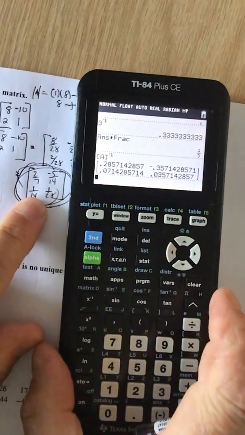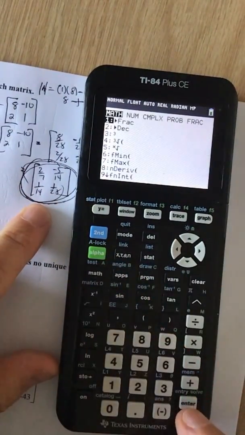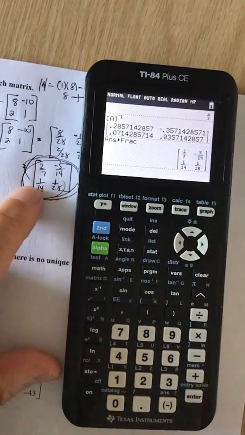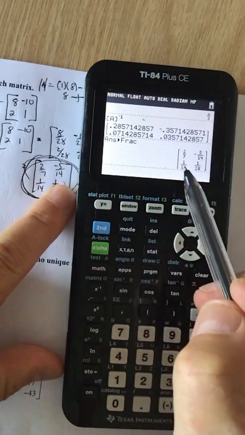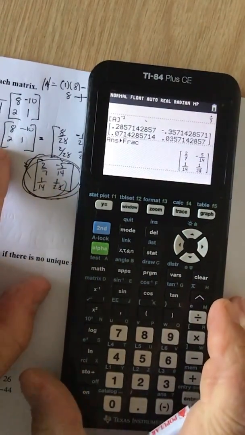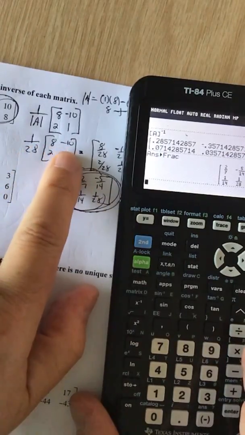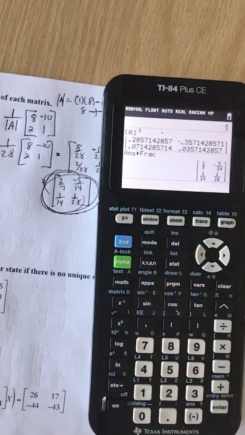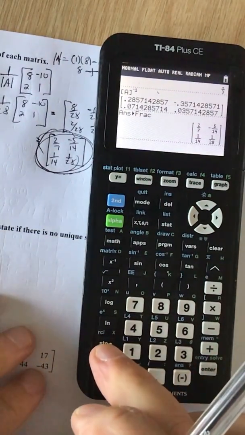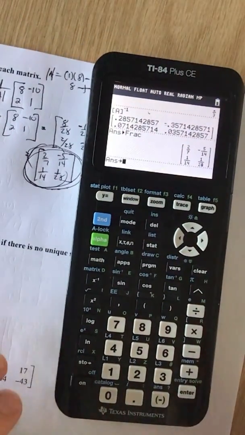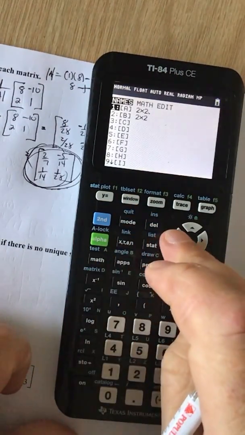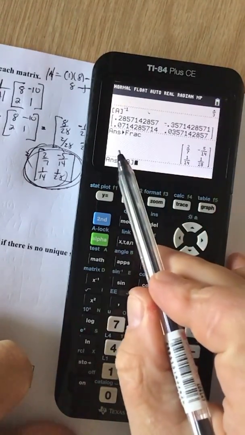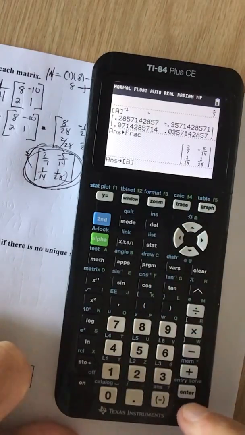Okay, that does not look like what we got when we did it by hand. Math fraction. Well, sure enough, it is what we got when we did it by hand. If you just clean up those decimals and turn it into something a little bit more clean. See, the calculator already took the 1 over 28, it already switched them around in the right order, and it gives us the inverse. Okay, I'm going to store that. I'm going to push store. Now I'm going to store it in a matrix. I'm going to do second matrix and go down to B. So I'm going to take this answer and store it into B.